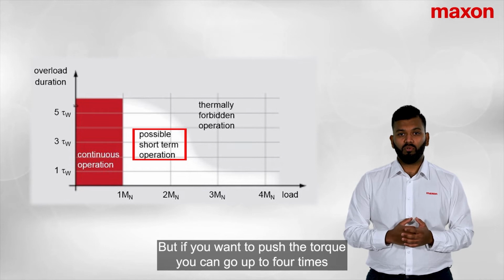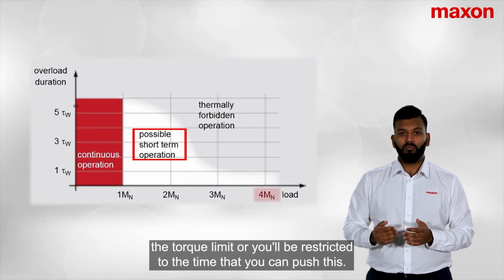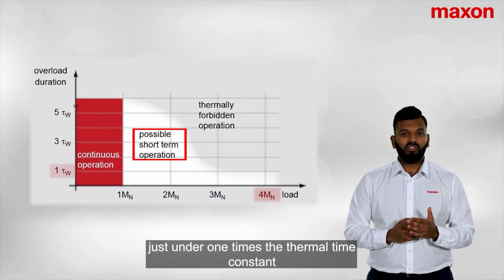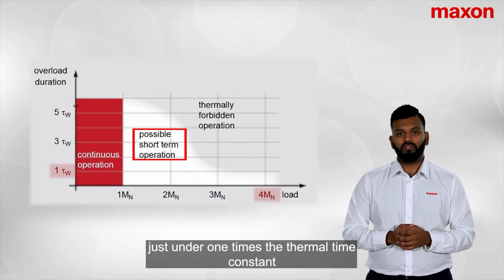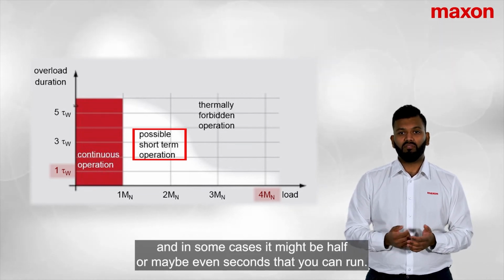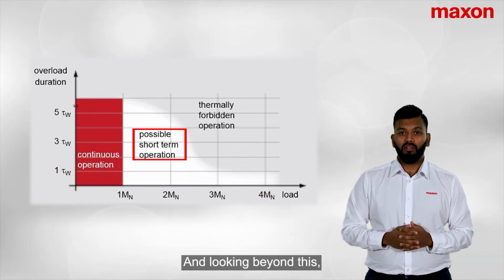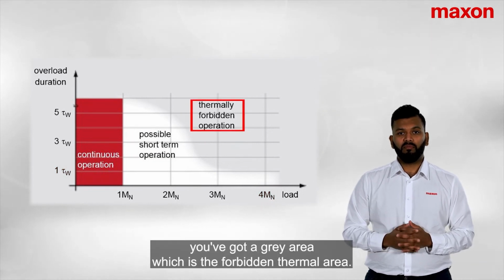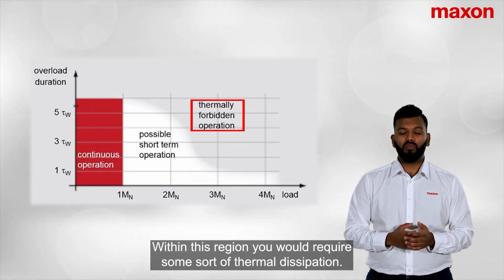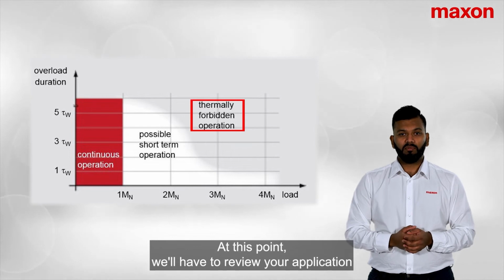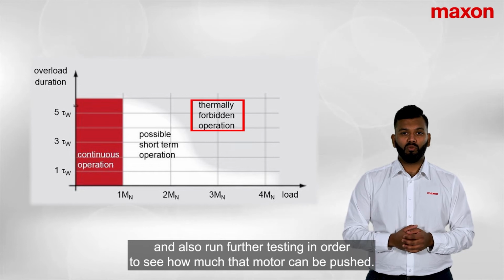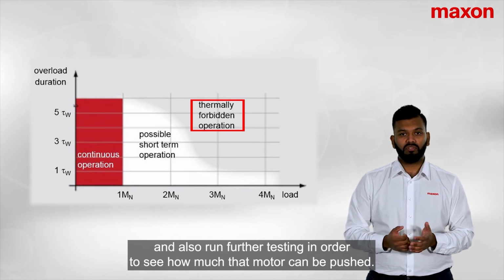But if you wanted to push the torque, you can go up to 4 times the torque limit, where you'll be restricted to the time that you can push this. So it'll be in just under 1 times the thermal time constant. And in some cases, it might be half or maybe even seconds that you can run. And looking beyond this, you've got a grey area, which is the forbidden thermal area. Within this region, you would require some sort of thermal dissipation. At this point, we'll have to review your application and also run further testing in order to see how much that motor can be pushed.